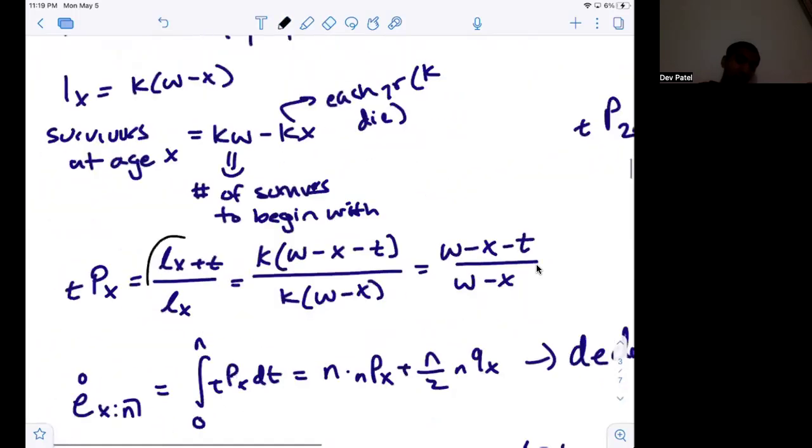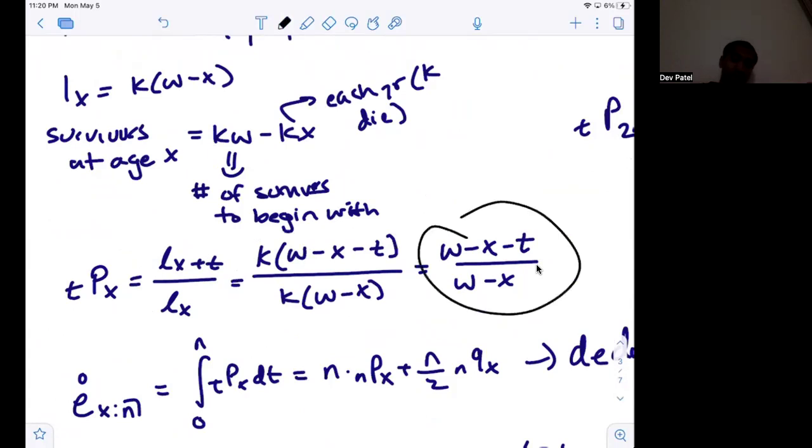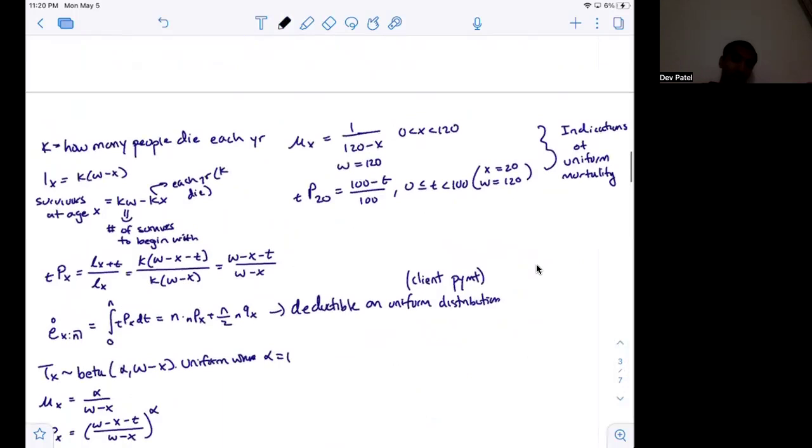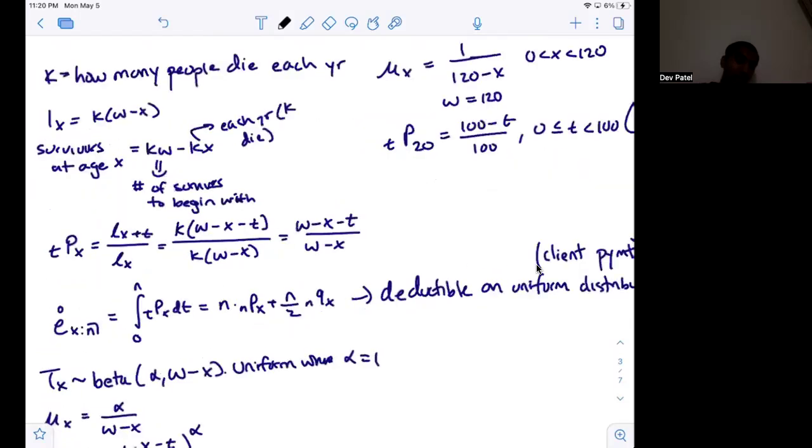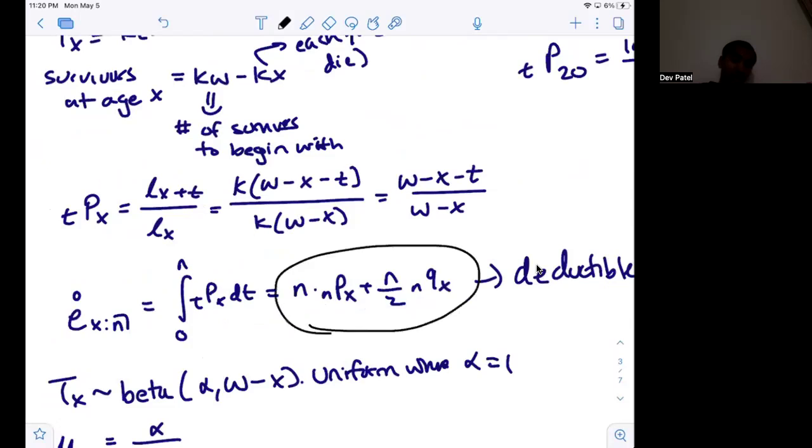And then we're able to plug in the tPx as the ratio between the number of survivors at x plus t over the number of survivors at age x, and we deduce it down to this representation. We're able to take the integral of that, and we're able to get the expected value, the n-year temporary complete expected value. So that is the integral from 0 to n, and this is the formula that we get when we do that integral.